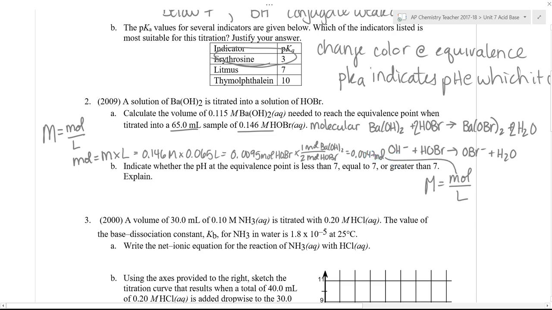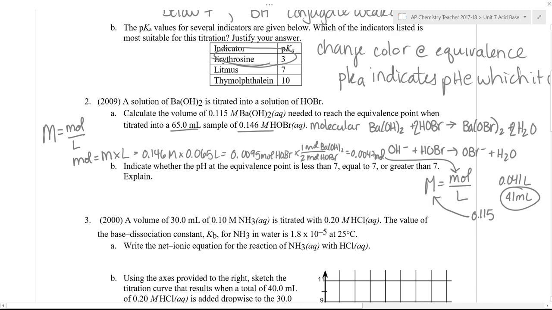So if I plug this into the moles value, and I know the molarity is 0.115, I should be able to rearrange and solve for volume. And you end up getting a volume that is 0.041 liters, which is 41 milliliters. So this is a stoichiometry problem.